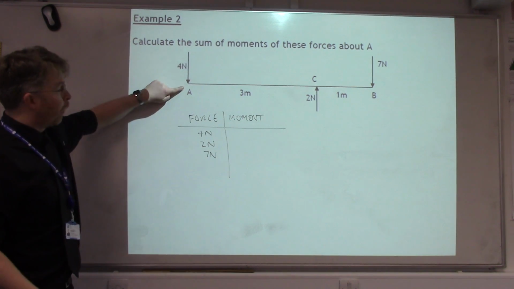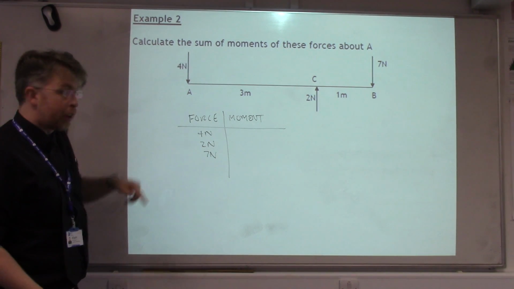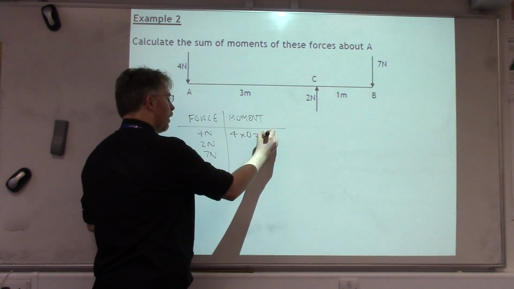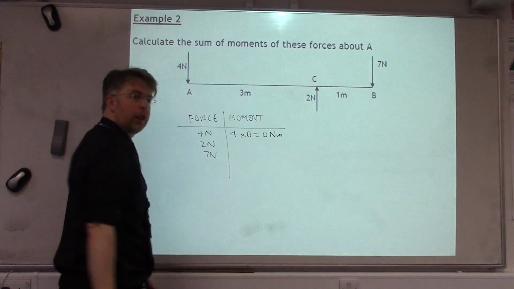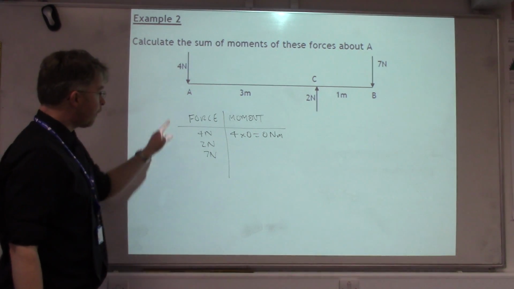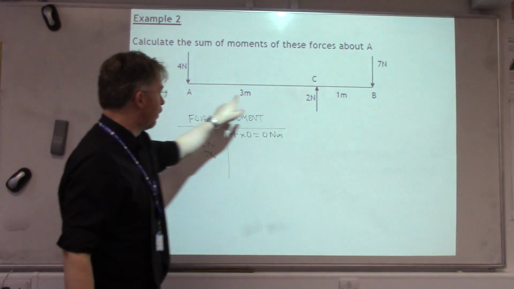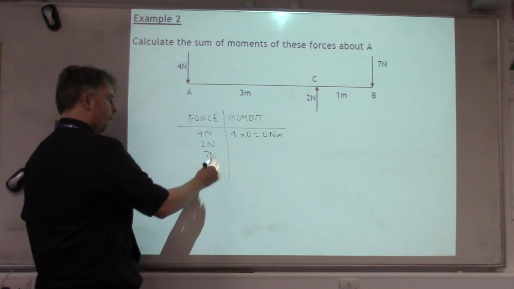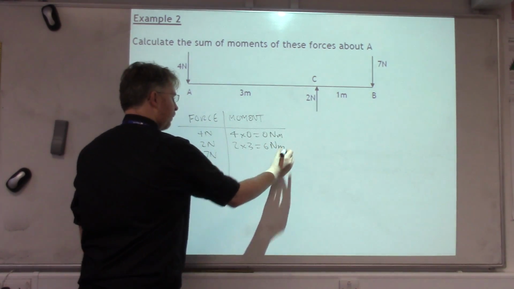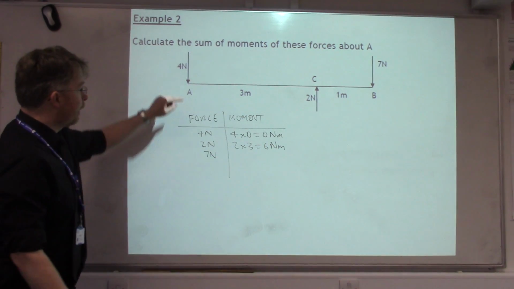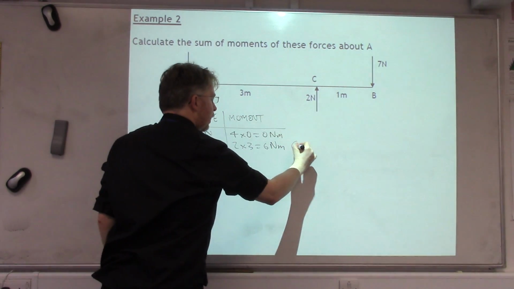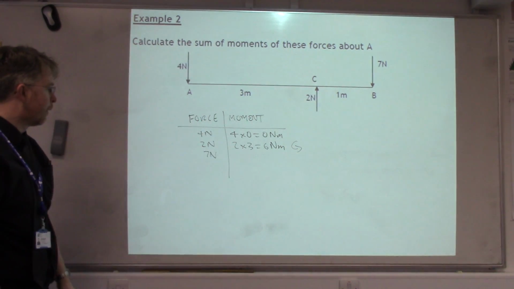Now the 4 Newton force goes through A, so there's no distance away, so 4 times 0 equals 0 Newton metres. Direction doesn't matter when it's 0. The 2 is 3 metres away, so 2 times 3 is 6 Newton metres, and if I spin it round A, it will spin in an anti-clockwise direction.